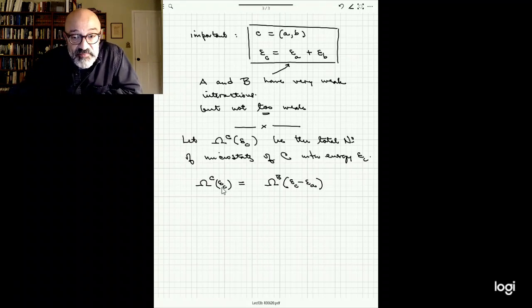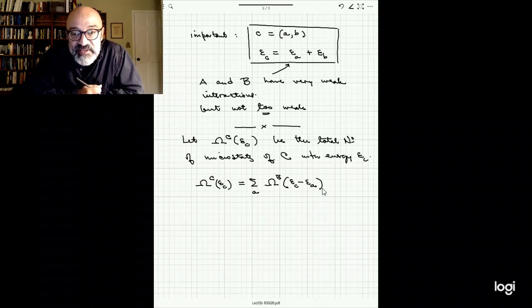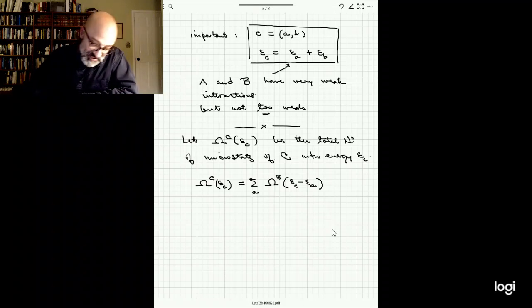So the total number of states of the composite system is going to be the total number of states of the bath when the system of interest is in the microstate A, and then I'm going to sum over all possibilities for the system A. So A labels each one of the microstates of A, and so when A is in A1, there's going to be a certain number of microstates of B. When A is in A2, there's going to be a certain number, and so on. Add over all values of A1, A2, A3, and so on, and you get the total. So this is the first piece of the puzzle.